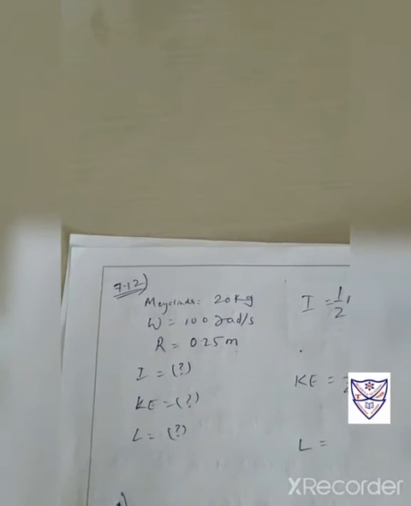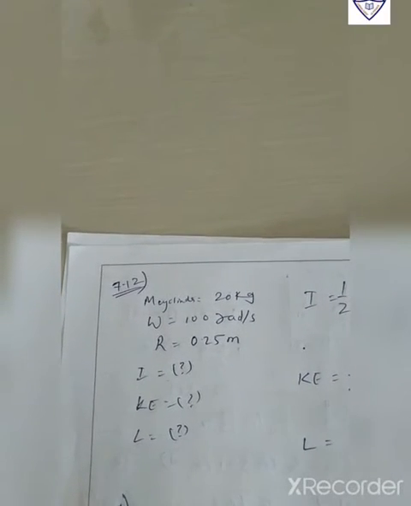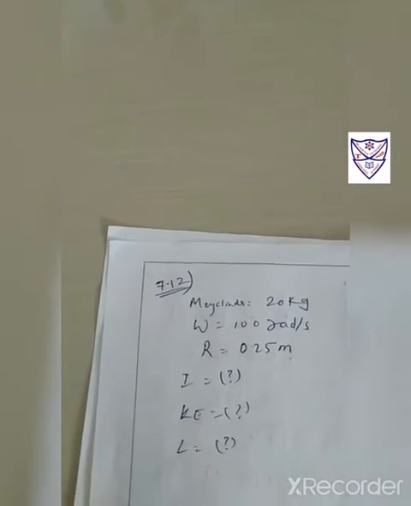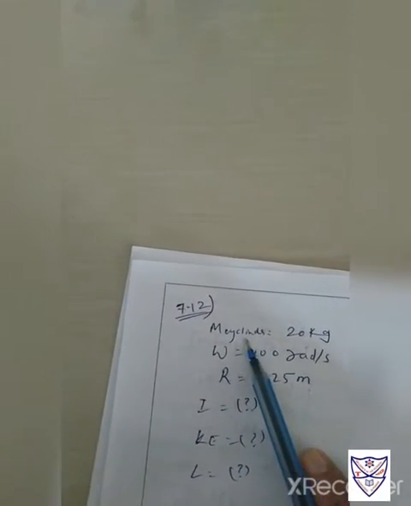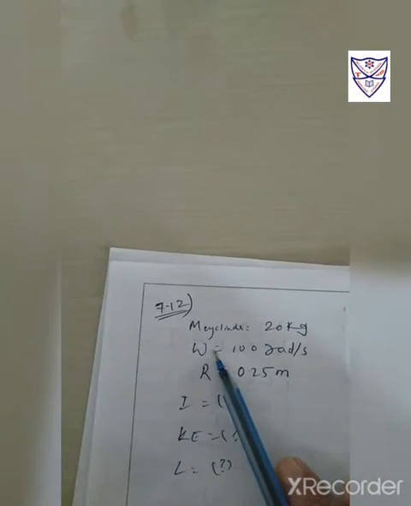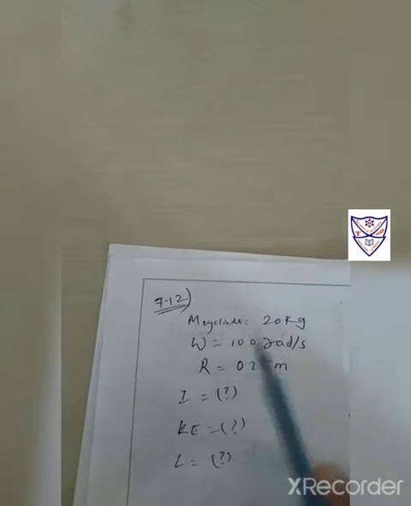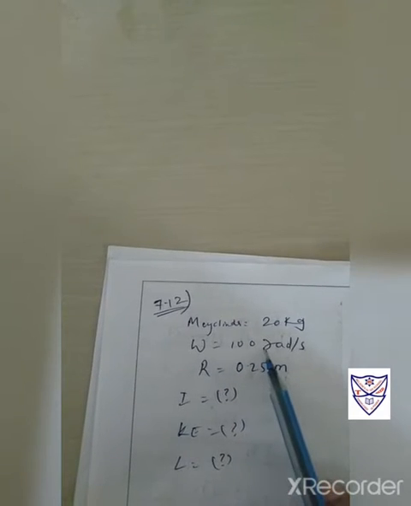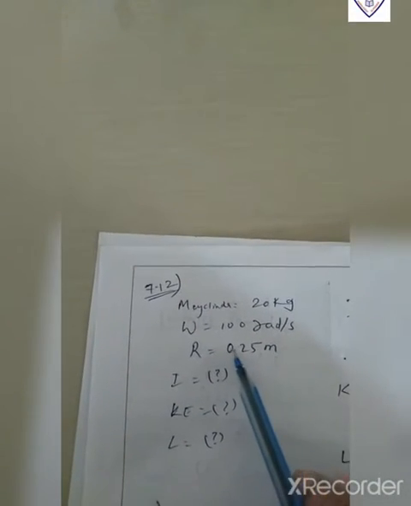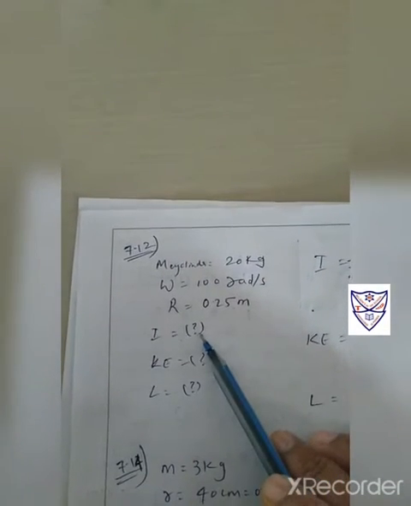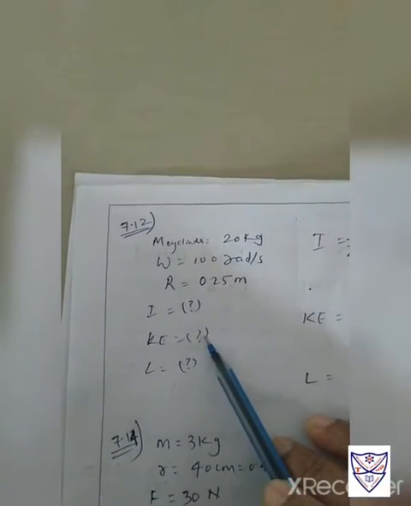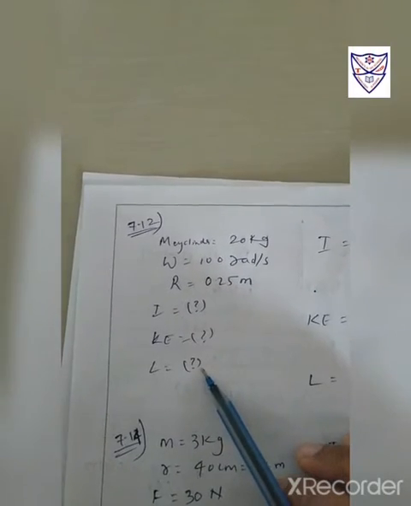The next one is 7.12. Again, pause the video first, read the question and understand it. Here, it's a very simple sum. They have given the mass of a cylinder as 20 kg, the angular velocity omega as 100 radian per second, and R as 0.25 meters. You have to find I, the moment of inertia, the kinetic energy and the linear momentum.